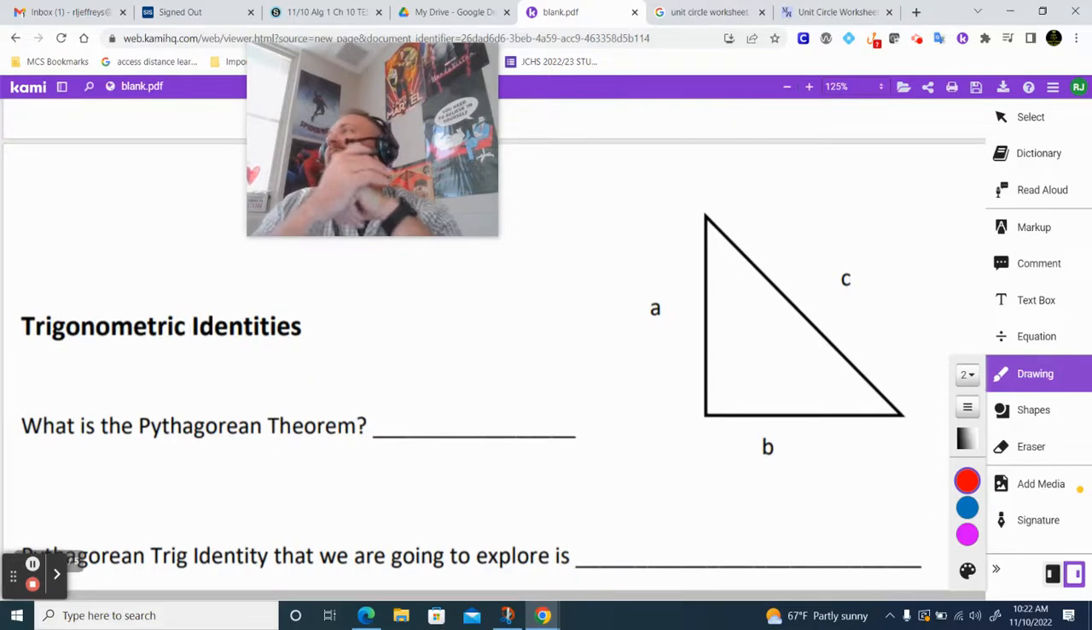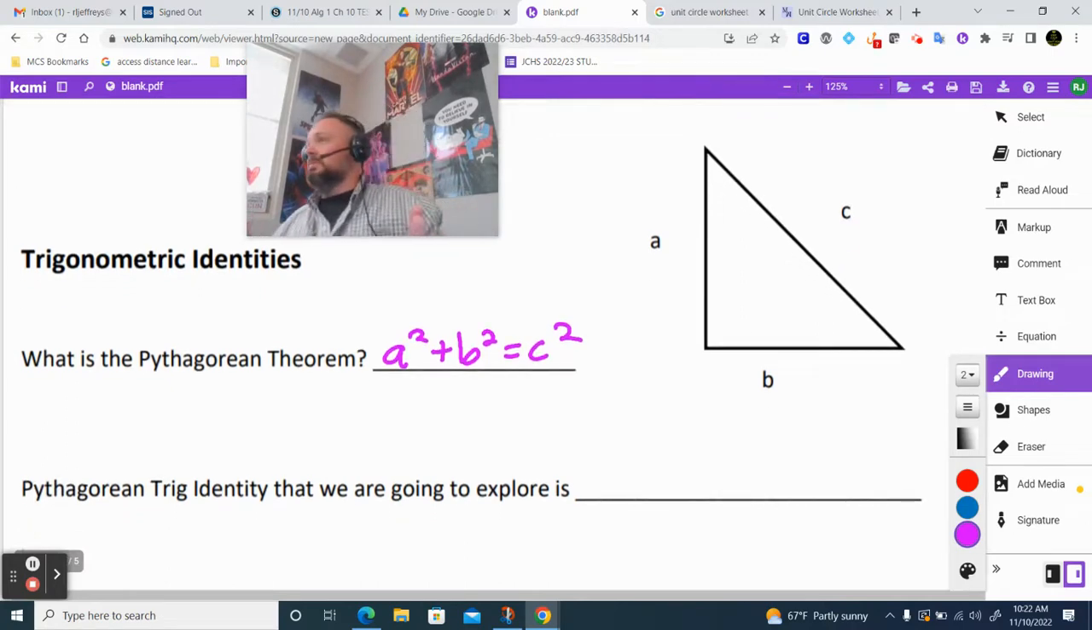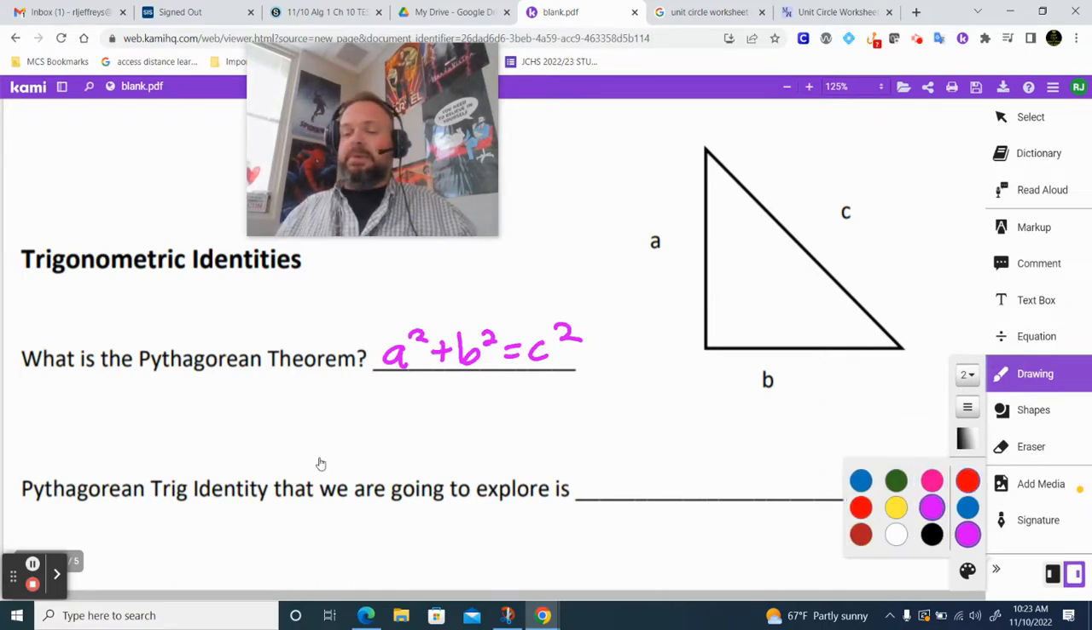All right. Now to the back. Shh. So, quick question. What is the Pythagorean theorem? A squared plus B squared equals C squared. Okay. Now, we're actually going to explore. Notice I said explore. One Pythagorean trig identity. And this is what it is. You ready? Y'all better put on your helmets. I'm about to blow your mind.